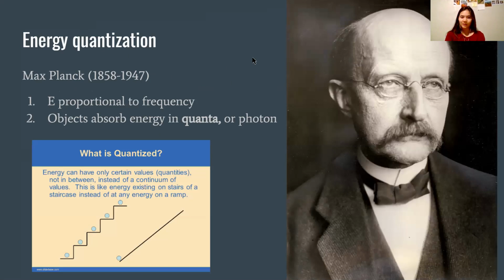So Max Planck came up with something different to that theory, which was clashing with actuality. He said that energy is proportional to frequency, and that objects absorb energy in quanta, so that it's quantized. You can see here, energy can only have certain values, not an infinite amount of values.